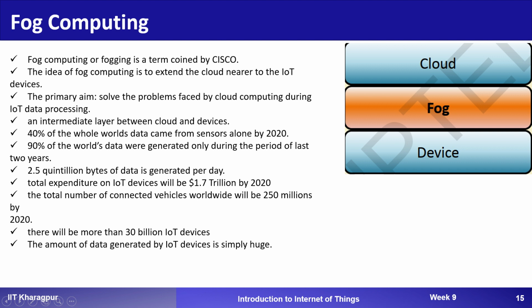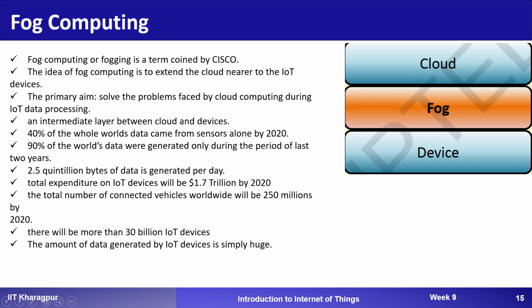So 40% of the whole world's data came from sensors alone. This is the data of 2020. And 90% of the world's data was generated only during the last two years. Basically, 2.5 quintillion bytes of data is generated per day. Total expenditure on IoT devices was 1.7 trillion by 2020, and the total number of connected vehicles worldwide was 250 million by 2020.